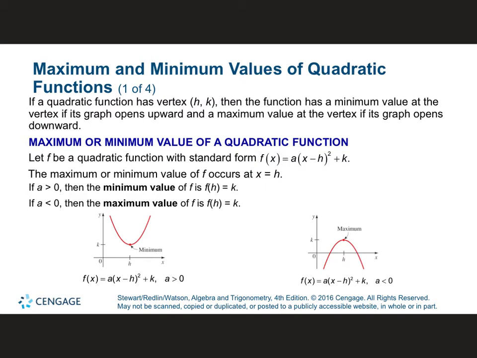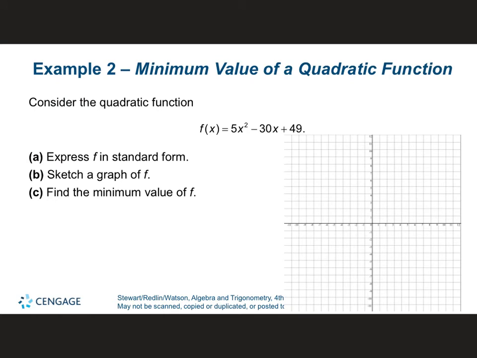You know whether or not you have a maximum or a minimum based off of your a value. If your a in front of that x minus h squared is positive, so it's greater than 0, you have a minimum value, and that parabola opens upward. If that a value is negative, it's less than 0, and you have a maximum value, and that parabola opens down.